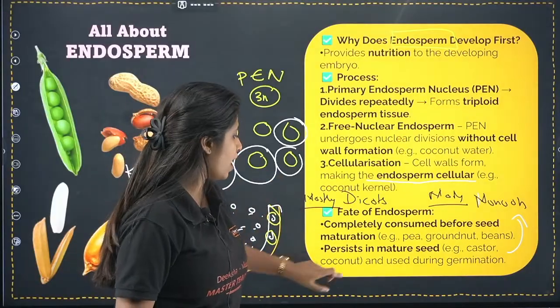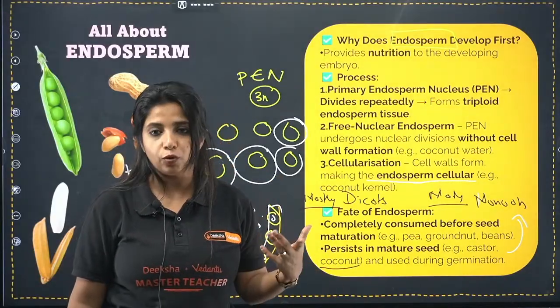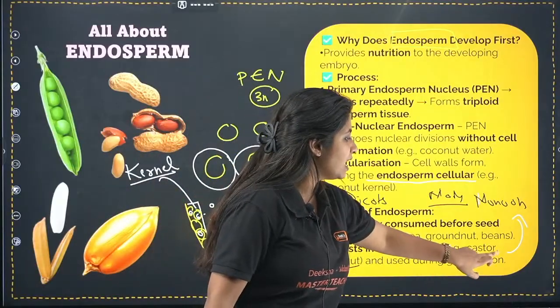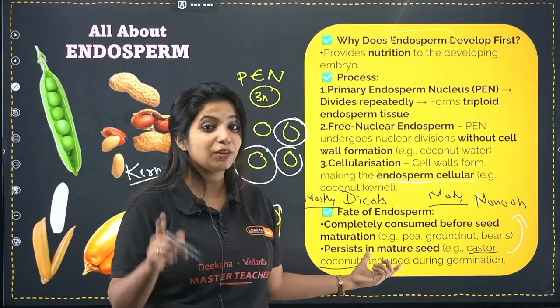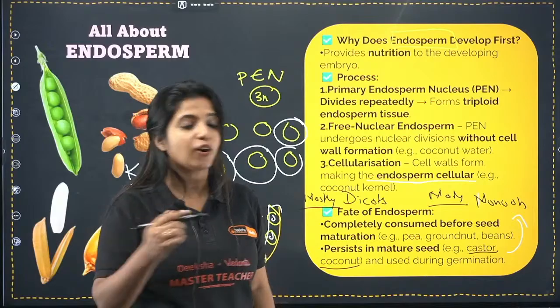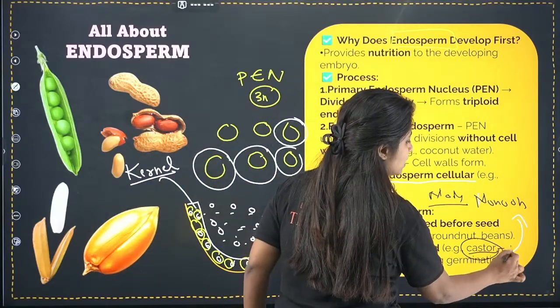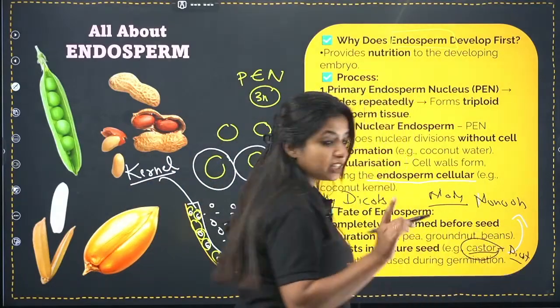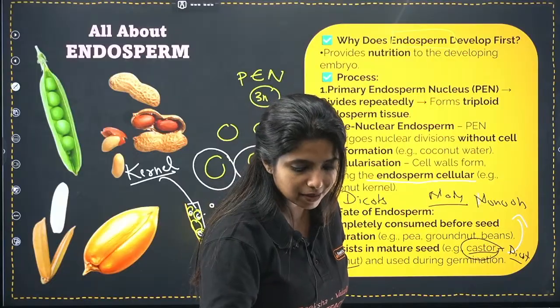For example, you have coconut. Coconut is a monocot. What about castor? Castor, even though it comes under this category, you need to understand that castor is a dicot. Castor is not a monocot, it's a dicot. So this is the odd one out. That's why I said mostly. So please remember that.